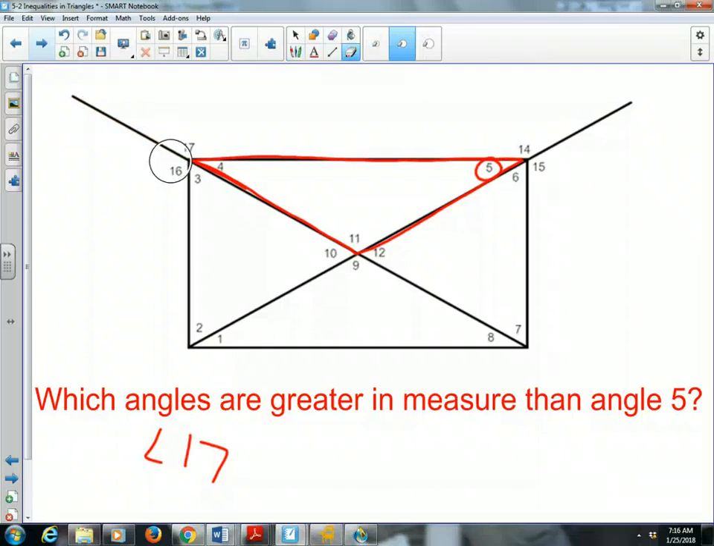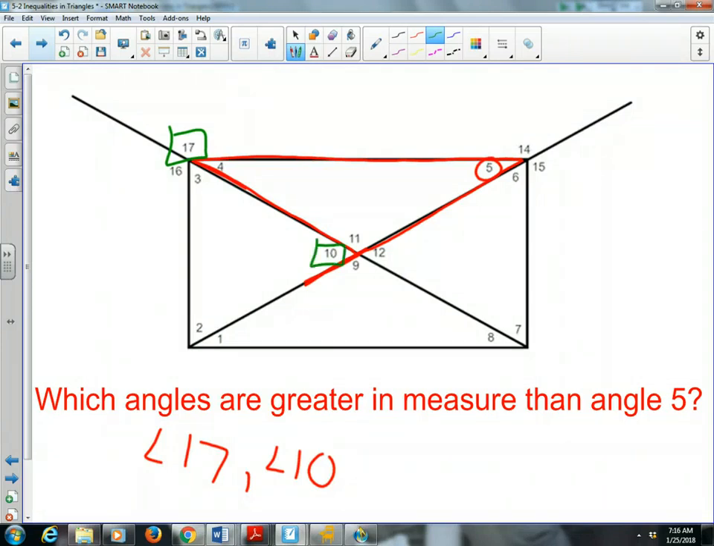I could also draw this same triangle and have angle 10 be the exterior angle, and 4 and 5 are the remote interior angles. So 10 is larger than angle 5. And notice, so far we have 17 and we have 10. Notice how 12 is the vertical angle. So 10 and 12 are congruent. If 10 is bigger than angle 5, then the congruent angle, angle 12, is going to be greater than angle 5. So 17, 10, and 12 so far.